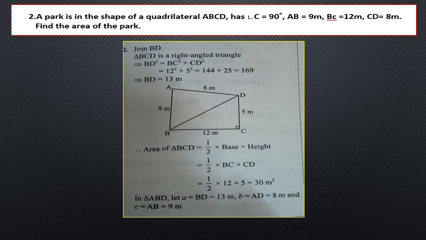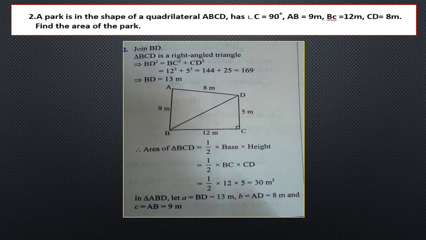Here in quadrilateral ABCD, if we join BD, BD divides the quadrilateral ABCD into two triangles. In this, triangle BCD is a right angle triangle. In this right angle triangle, BC is 12 meter, CD is 5 meter, BD is not given. So by using Pythagoras theorem, we can find the length of BD.